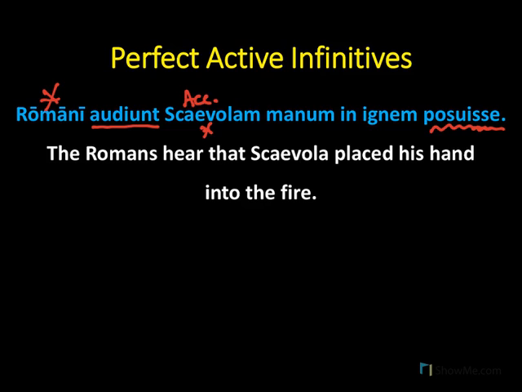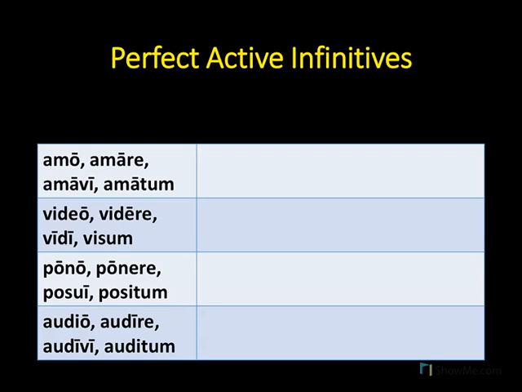What do you notice about the form of this infinitive, posuisse? Which principal part does it come from? What ending does it have? You might notice that it comes from the third principal part of the verb pono, ponere, and that it uses the ending isse. So this is how we're going to form the perfect active infinitive. We take the perfect stem, that is the third principal part minus the i, and then we add isse.